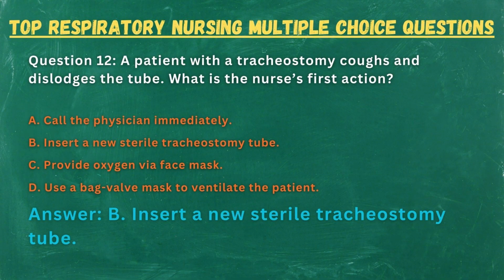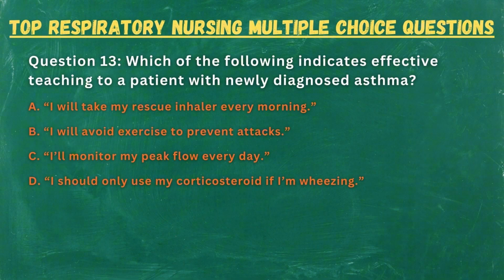Answer. B. Insert a new sterile tracheostomy tube. Question 13. Which of the following indicates effective teaching to a patient with newly diagnosed asthma? A. I will take my rescue inhaler every morning. B. I will avoid exercise to prevent attacks. C. I'll monitor my peak flow every day. D. I should only use my corticosteroid if I'm wheezing.